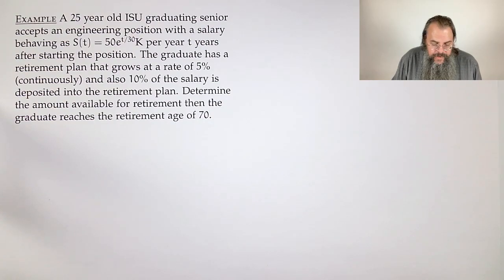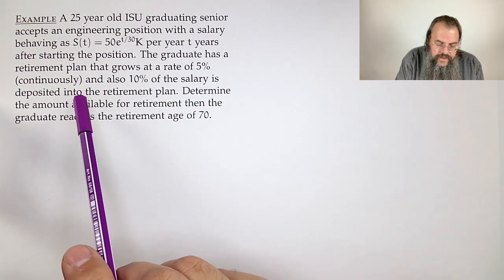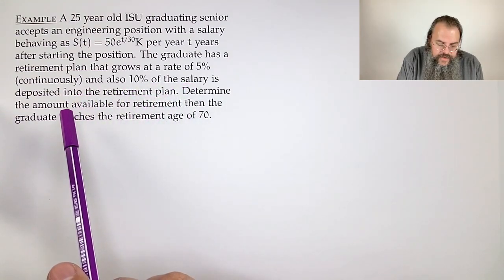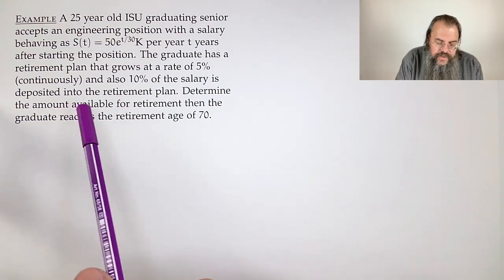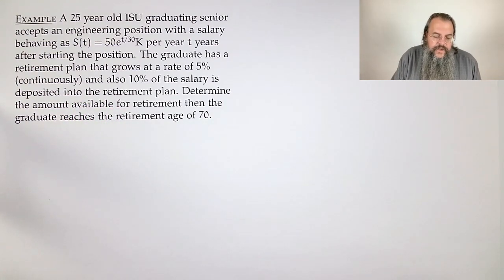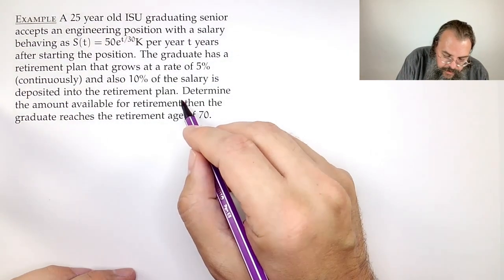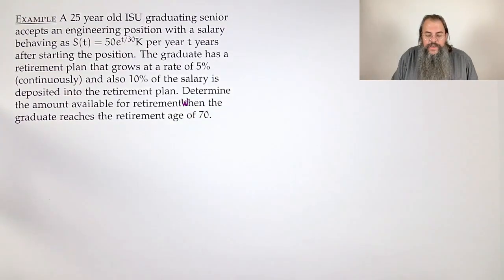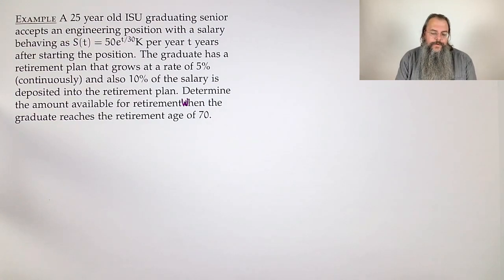The graduate has a retirement plan that grows at a rate of 5% continuously, and also 10% of the salary is deposited into the retirement plan. Determine the amount available for retirement, not then, it should be when the graduate reaches the retirement age of 70. Okay, all right. Well, great.